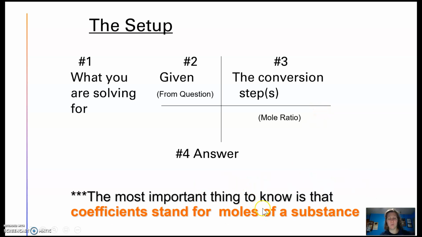So again, the most important thing is to know the mole ratio step is always moles. The numbers in front stand for moles. And also, if it's just mole ratio, the bottom number is going to be the moles of the chemical you have, which is this one, and the top's always going to be what you're looking for. So funnily enough, that's actually what it always is. The bottom is always what you have. The top is what you're looking for.